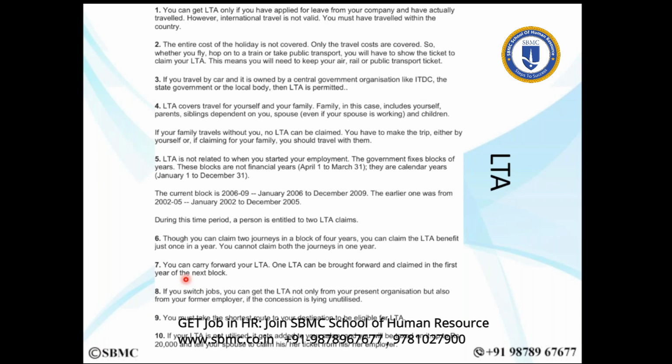Suppose you're taking your family with you, and they are dependent. Suppose your wife or your husband is also working in some other organization, but is also claiming the LTA in their respective organization. They cannot claim from both organizations. They have to claim at one place. The wife will claim from her own office, and the husband will claim from his own employer. It cannot happen that the wife claims from her husband's office and from her own office. This is not the way.